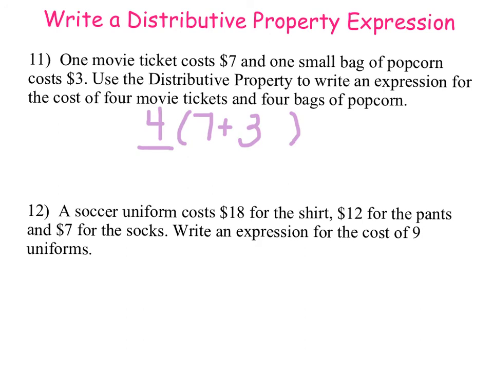Okay, number 12, a soccer uniform costs $18 for the shirt, $12 for the pants, and $7 for the socks. Write an expression for the cost of 9 uniforms. So we have 9 total uniforms, 9 sets. Each set is going to consist of a shirt, a pair of pants, and a pair of socks. So there's our expression.